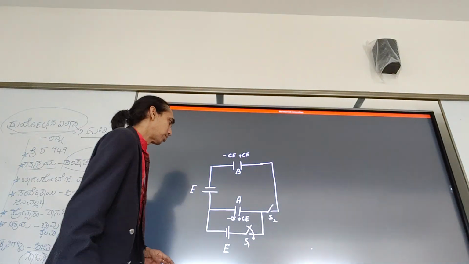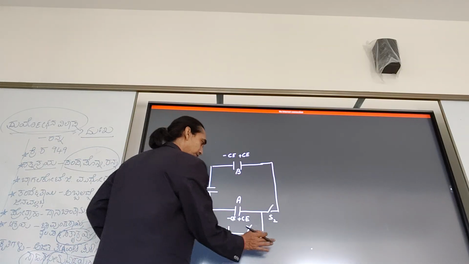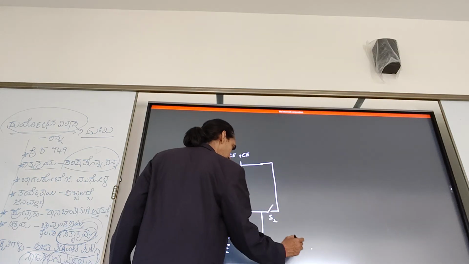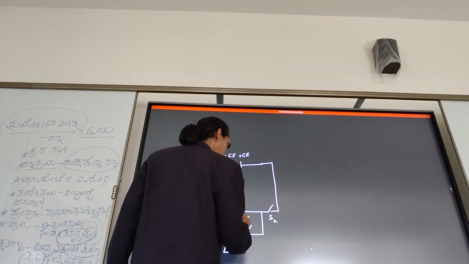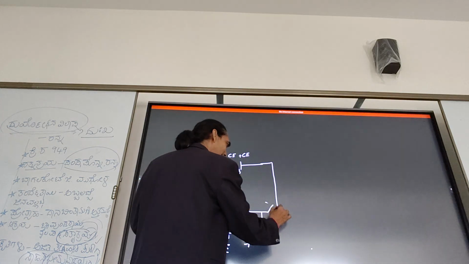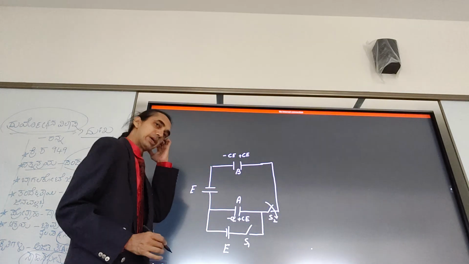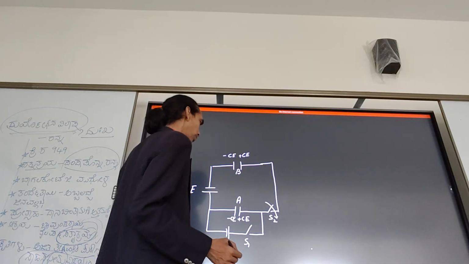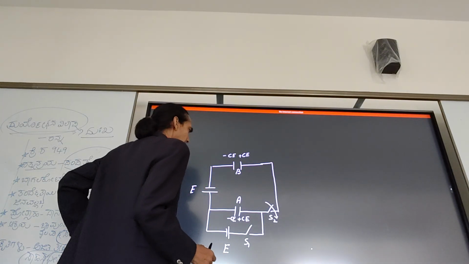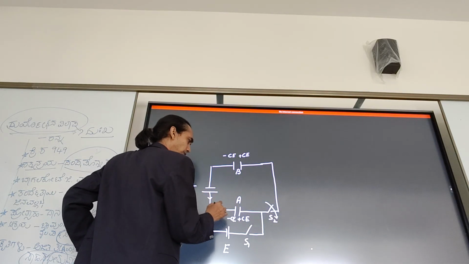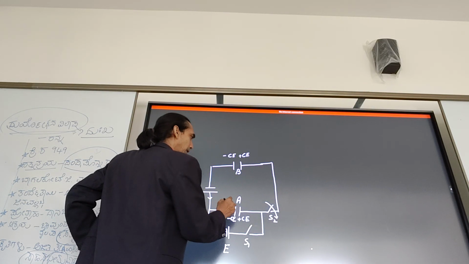Now what do you do? You open S1. So this S1 is now open. Let me remove that. This is already charged because first S1 was closed, S2 open. Now S2 is closed. If S2 is closed, what happens to the capacitors? We don't know. So let me say that there is some charge which will flow through it, and this charge will go to this.